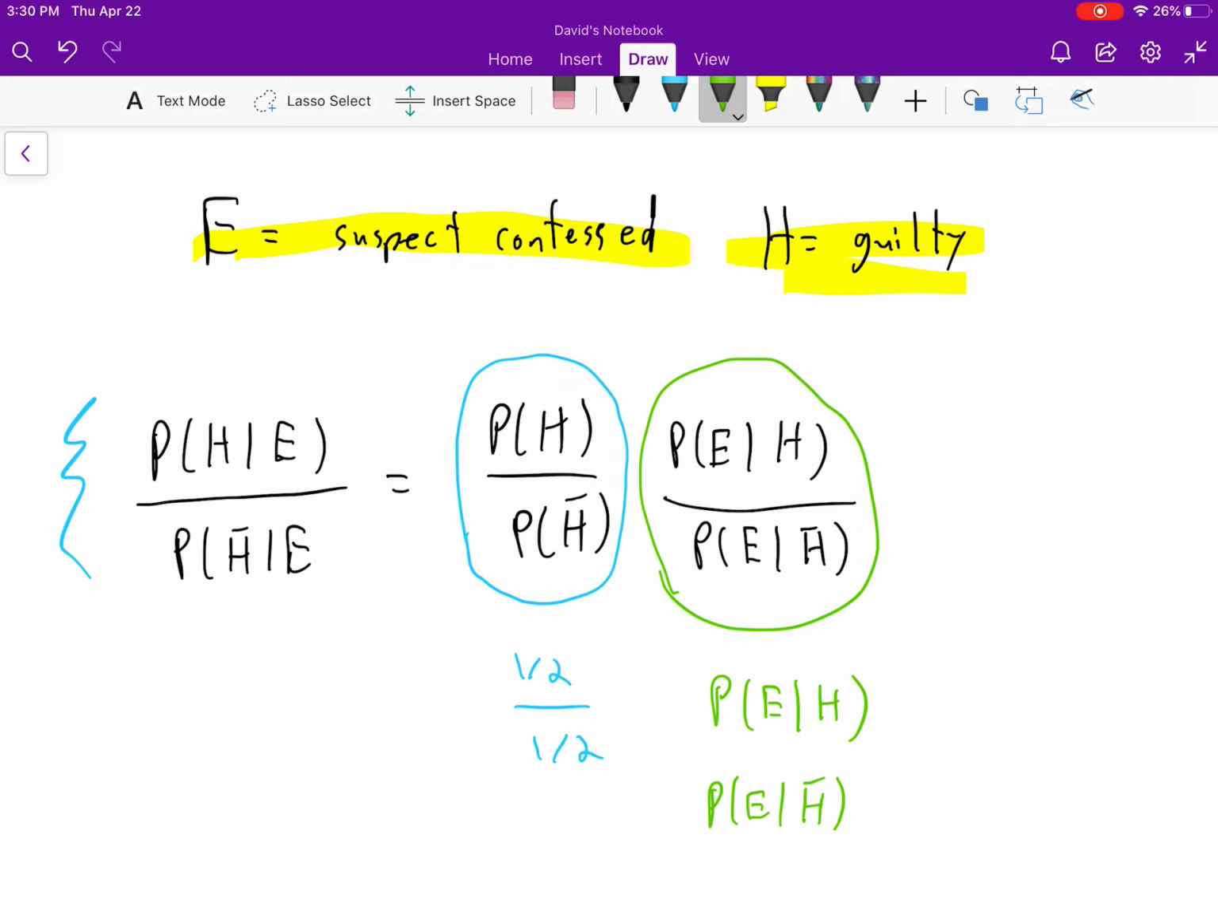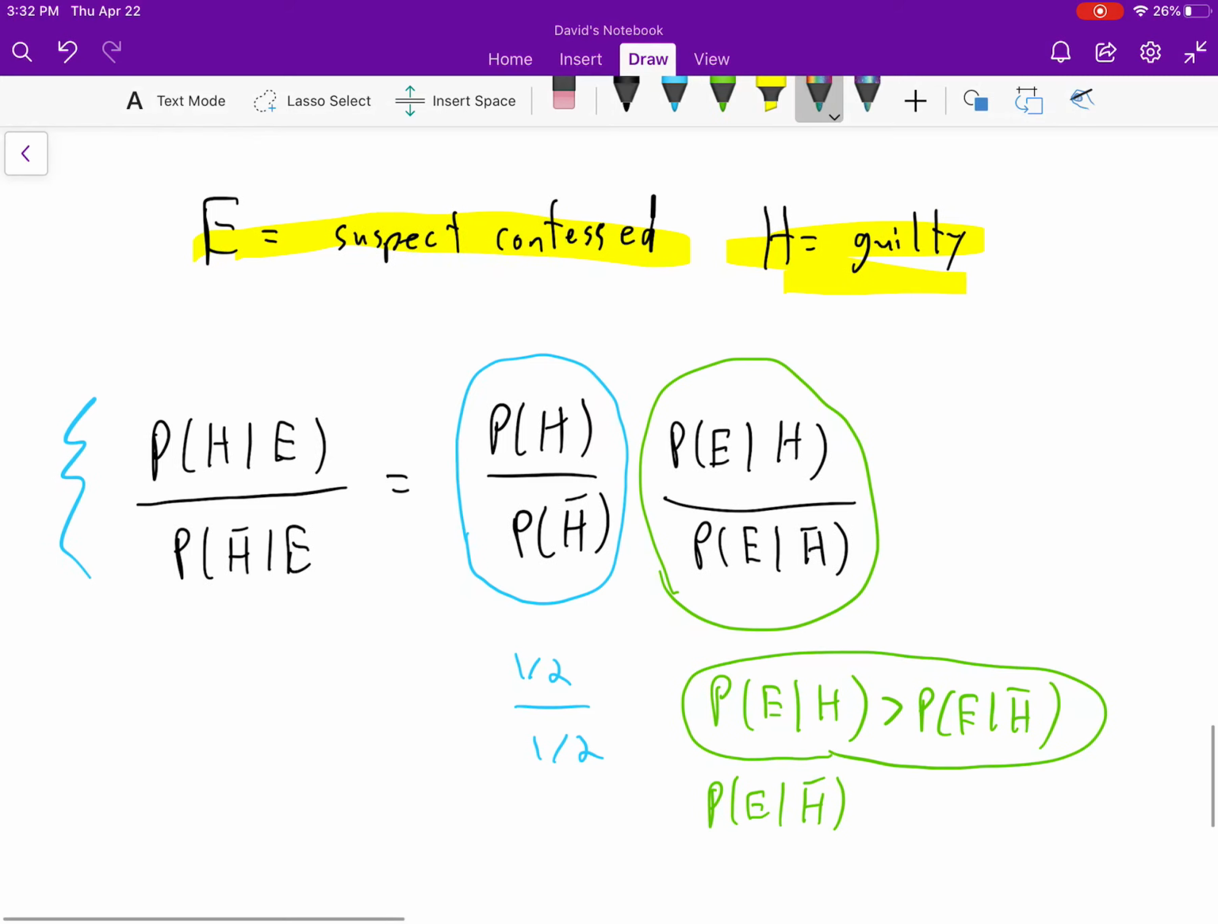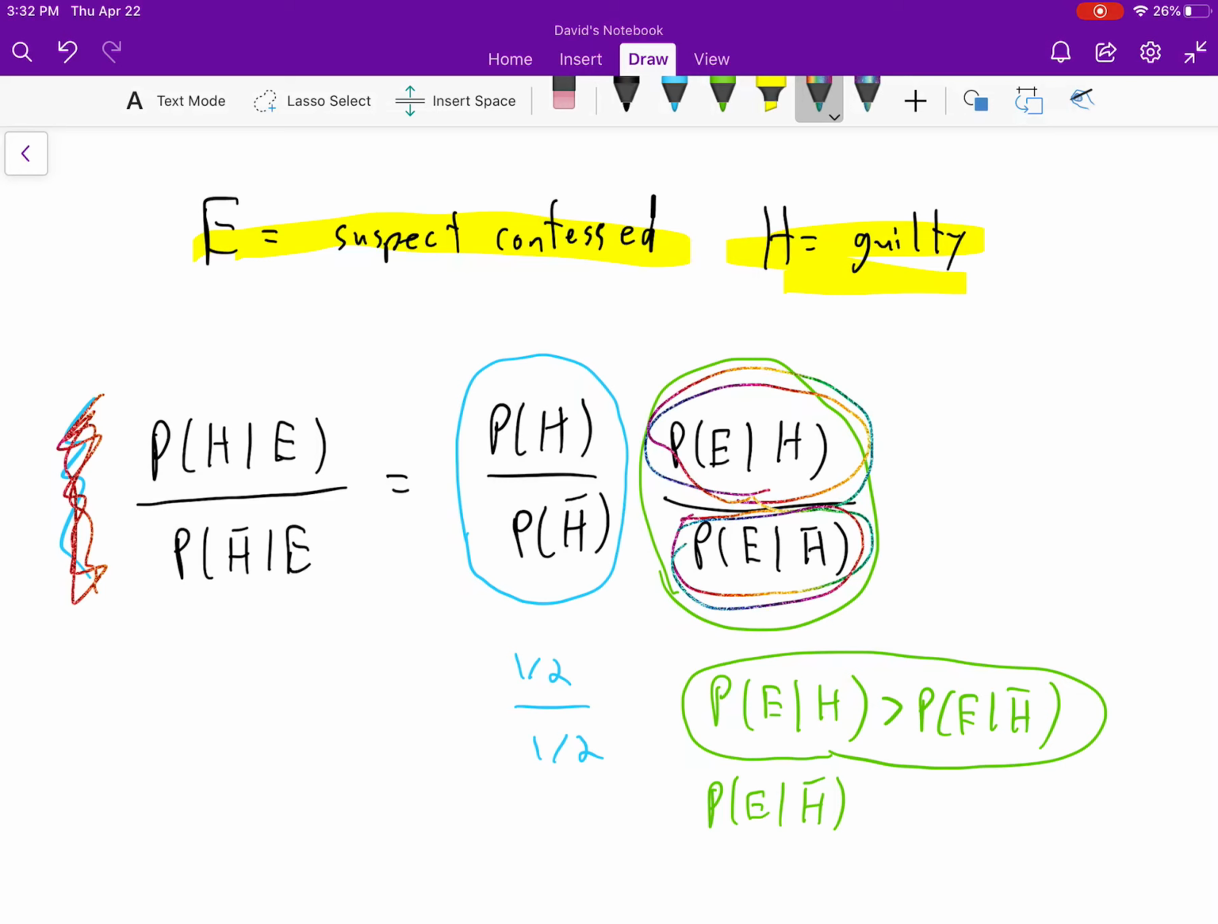If the confession is more likely to come from guilty than innocent, then what will we have? We would have this. We're more likely to see that evidence if the person's guilty than if they're not guilty. And so if this is true, then the top of the fraction is bigger than the bottom of the fraction. And what is that doing? Way over here, this is the ratio you care about. If this is bigger than this, then you're adding more weight to the numerator than to the denominator.